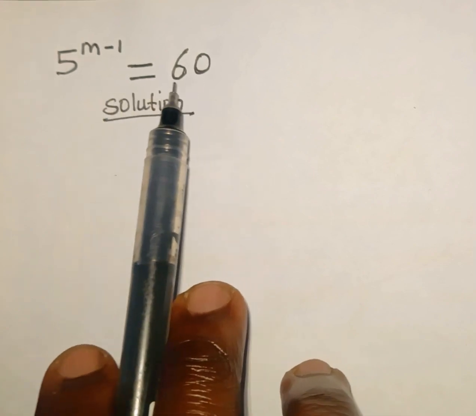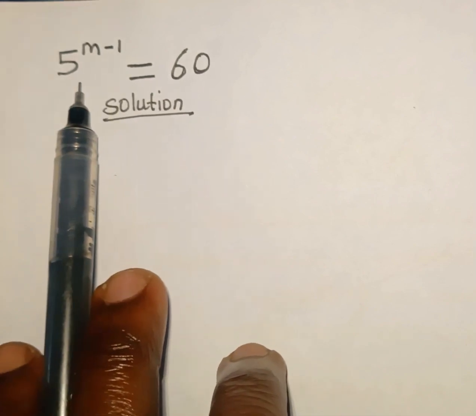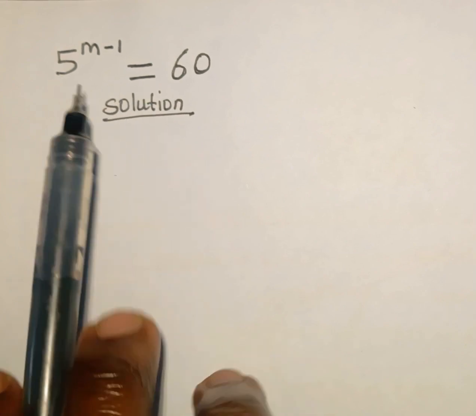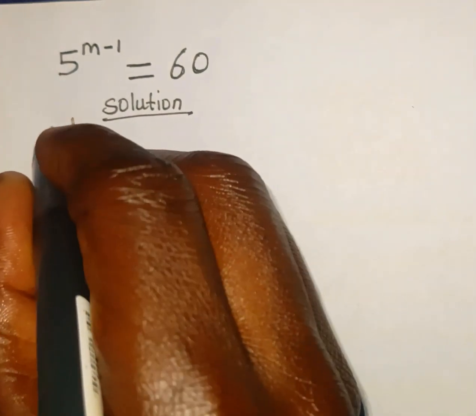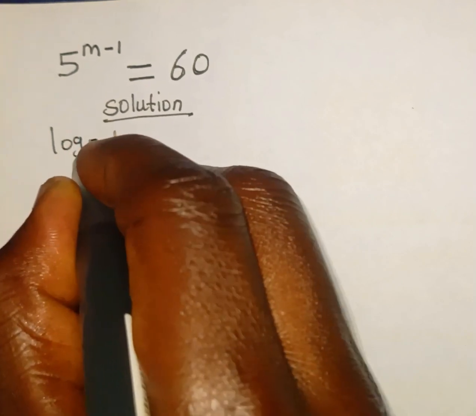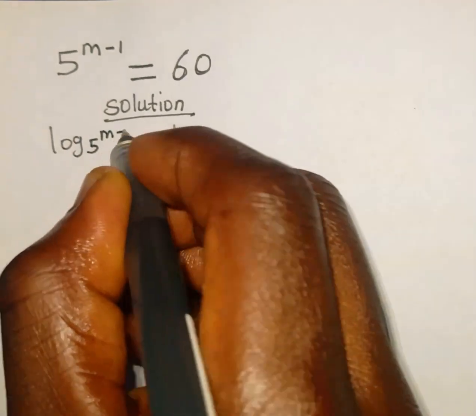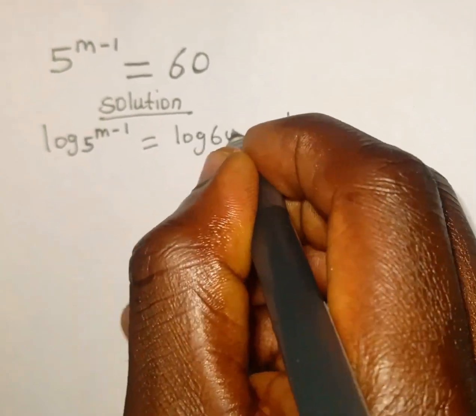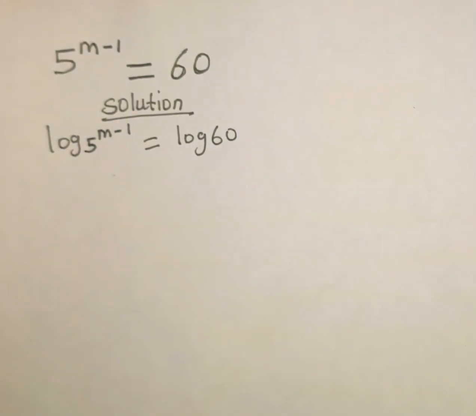So we're going to take the log of both sides to either base 5 or to base 10. But in this video, let's take the log of both sides to base 10. So when we do that, we're going to have log of 5 raised to the power of m minus 1, which is equal to log of 60. Now we have successfully taken the log of both sides.